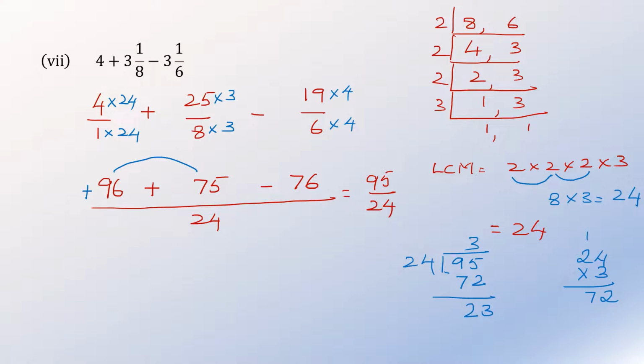So we've got this as our whole number, which is 3. This is going to be our numerator, 23 by 24. So our final answer is 3 23 by 24.